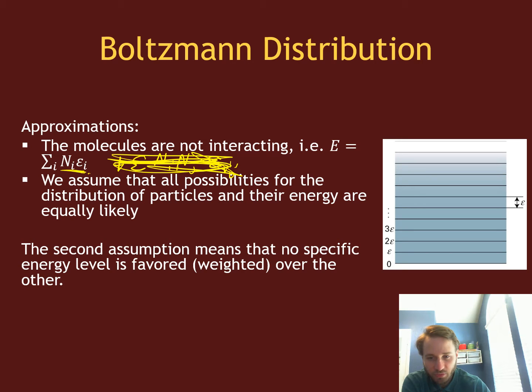And then we're going to assume that no specific energy level is more likely to occur than another. That it's not more likely to be in the 0 or epsilon or 2 epsilon or 3 epsilon energy level. That there's nothing making any of these energy levels more desirable, if you will, okay? There's no attractive energy between the energy levels or things like that. And so that means that each energy level has an equal weight, okay?